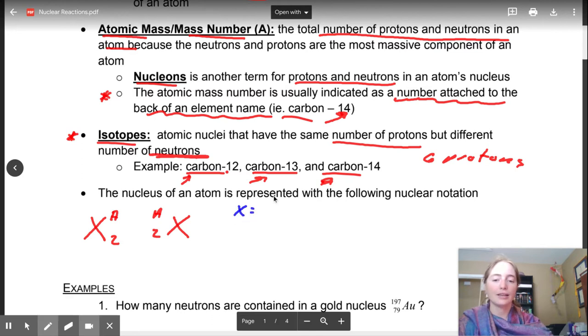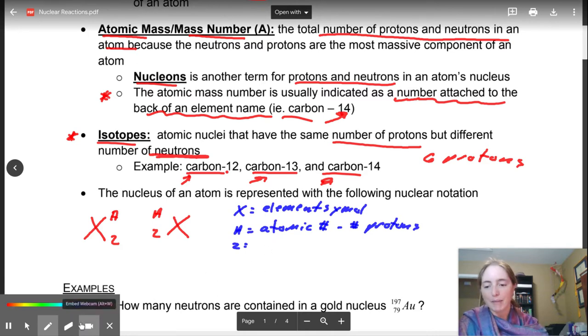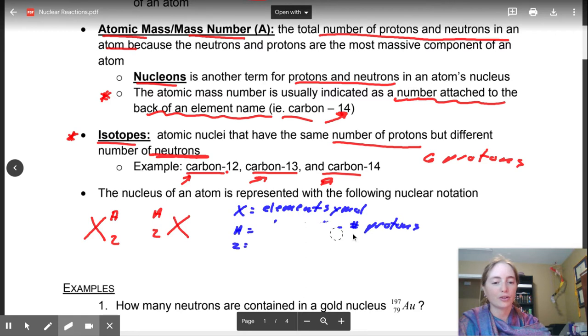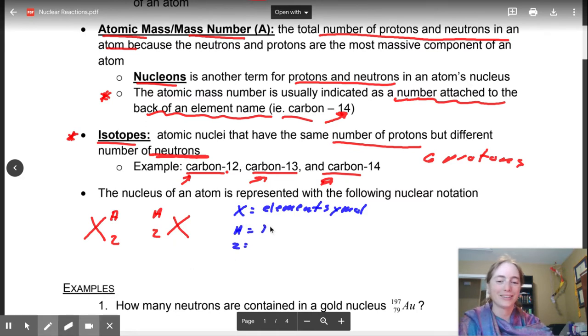So the X is your element symbol, which you get from the periodic table. And A is the atomic number, which you also get from your periodic table, and that indicates our number of protons. And Z is equal to, I wrote this backwards, it's Monday. And it actually is Monday. Happy June 1st, ladies and gentlemen. There we go.